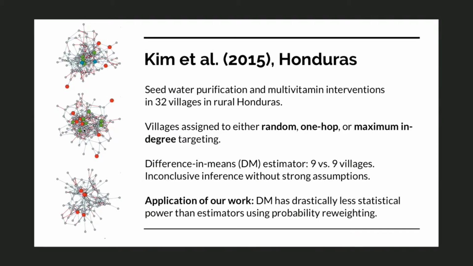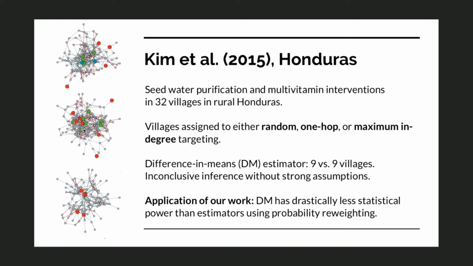So let's go to this Honduras dataset. Water purification, multivitamins, 32 villages. They actually did 9 villages, 9 villages, 9 villages, 3 different strategies. There were a few backup villages in case they lost data and things like that. It's crazy when you run experiments and there are backup villages in your data set. So in 9 of the villages, they were doing random targeting. In 9 of the villages, they were doing friendship paradox targeting.